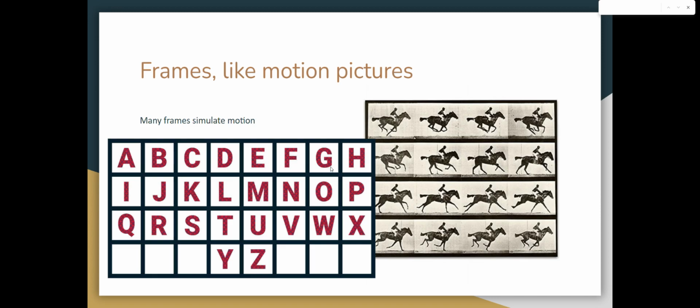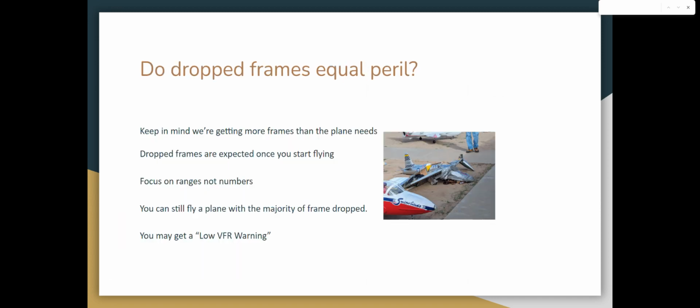So you want to go through all the letters. But occasionally, as you're going through all these letters, the C might get dropped, and the L might get dropped, and the U might get dropped. But it happens so quickly you won't even notice it. And that's the whole idea about drop frames. You can lose frames, and it's not really going to affect the way that your plane flies.